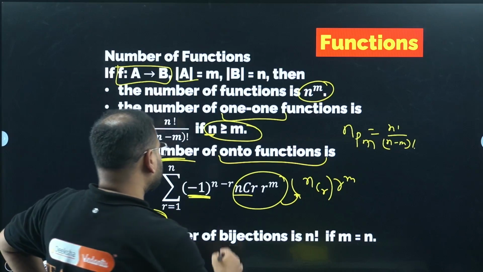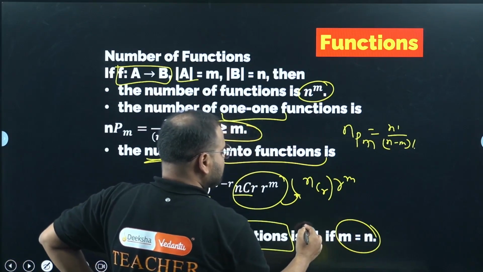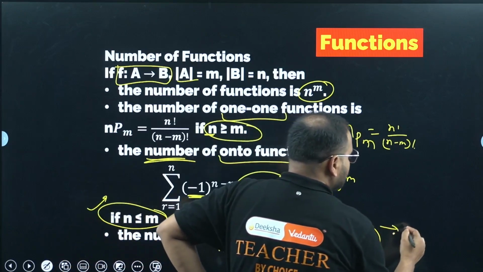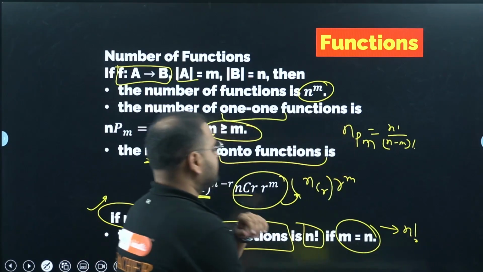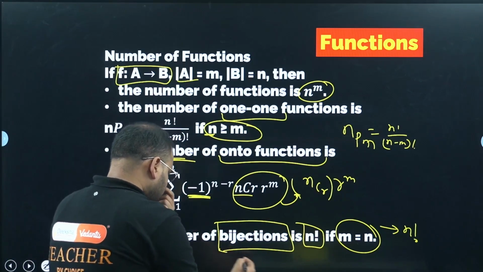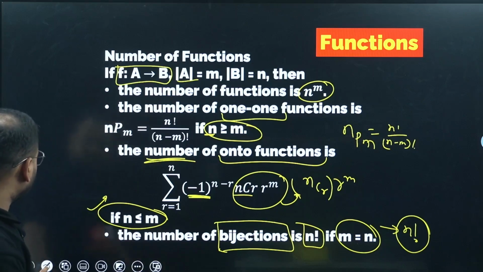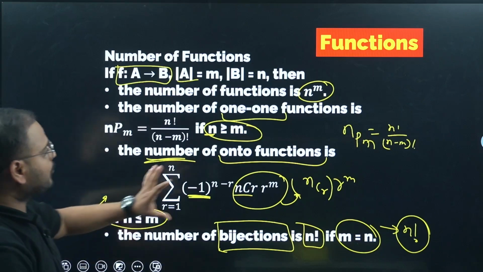What about the number of bijections? Again, this is true only if M is equal to N. What is the number of bijections? N factorial. If M and N are equal, then we will have a bijection, and that is equal to N factorial, sir. So number of functions, quickly we have recalled it.